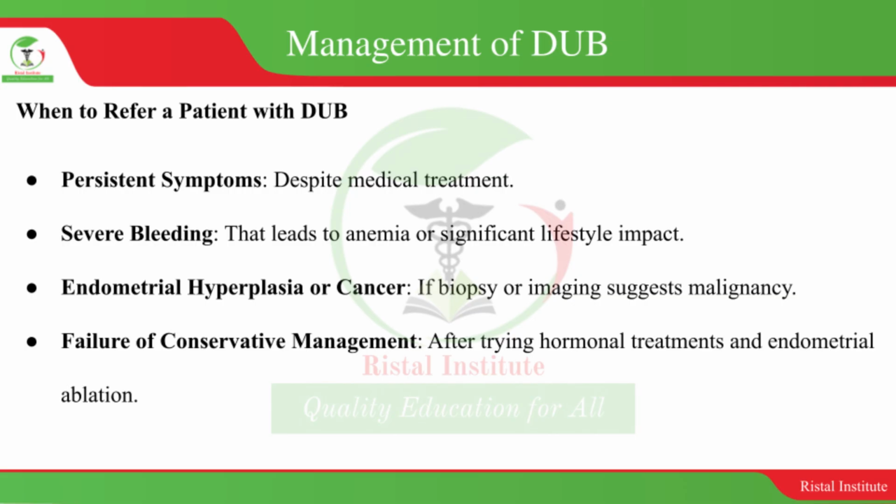When to refer a patient with DUB? Persistent symptoms despite medical treatment. If the symptoms are continuing despite medical treatment, then she has to be referred. Severe bleeding that leads to anemia, failure of conservative management after trying hormonal treatments and endometrial ablation.